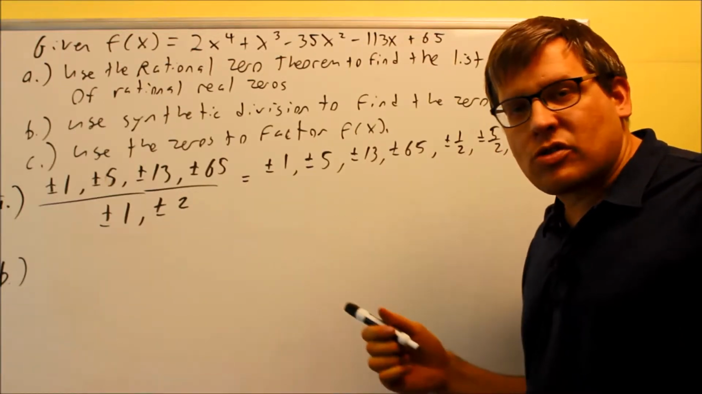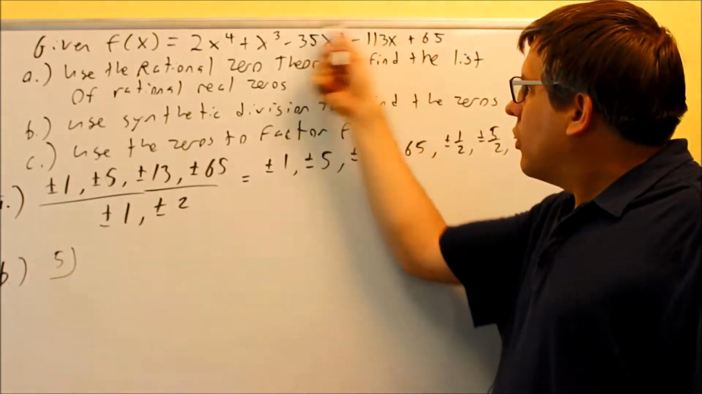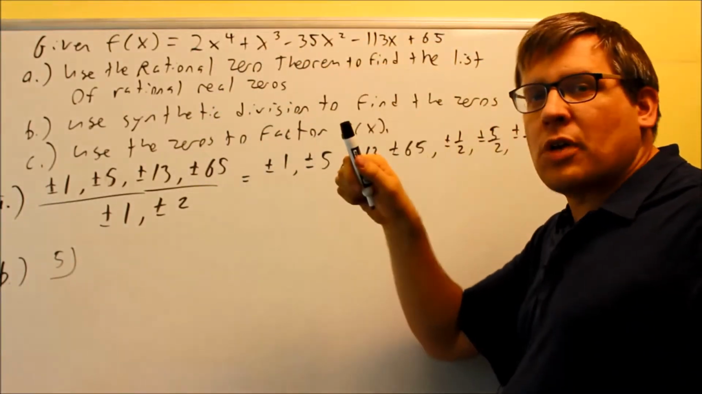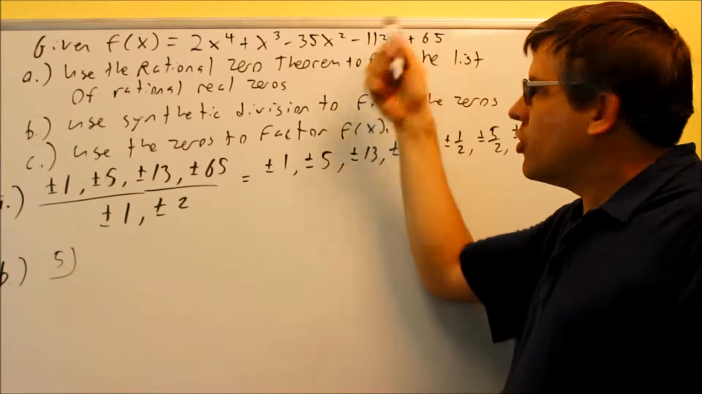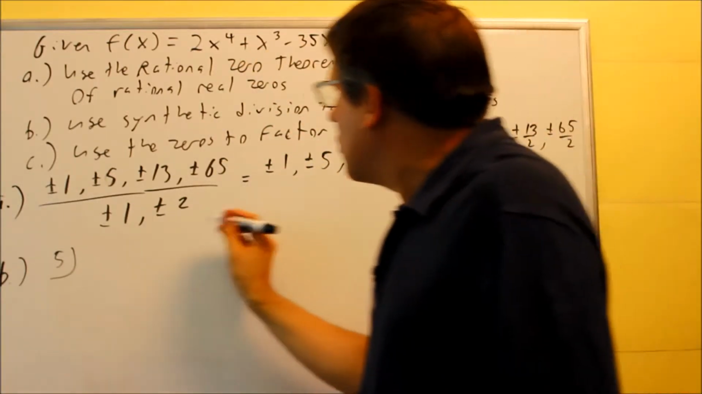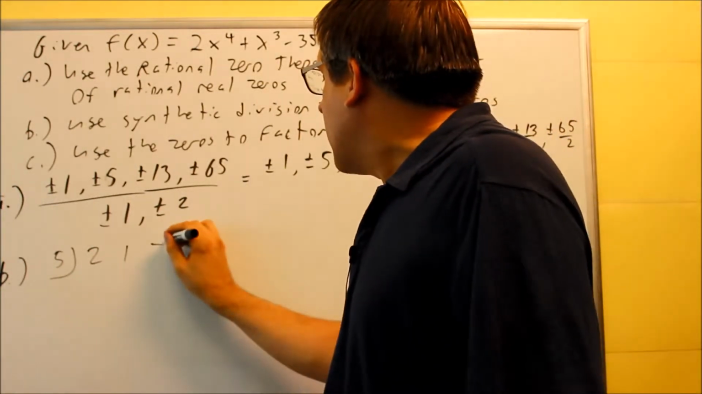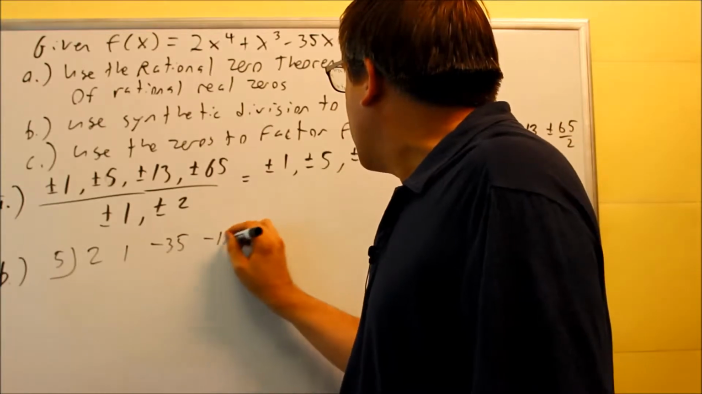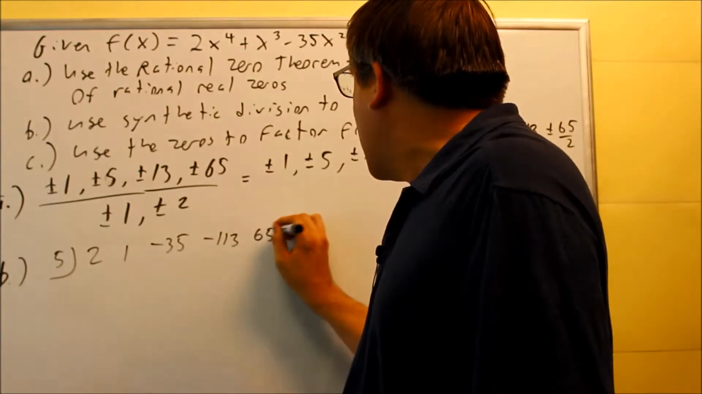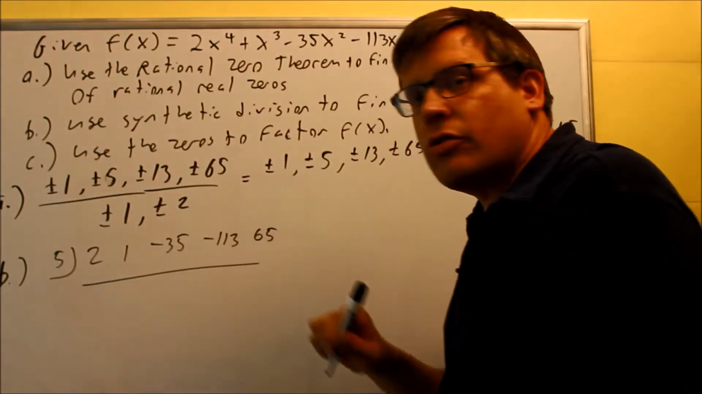Now it doesn't matter which one you start with first. I'll start with the 5. This one's written in our proper form. You should always make sure that you have all the terms available, there's no term missing, and the powers are descending. We should always do that first to make sure we're setting it up correctly. So we put 2, 1, negative 35, negative 113, and 65. These are just the coefficients from the original polynomial. And now we're going to do our synthetic steps.